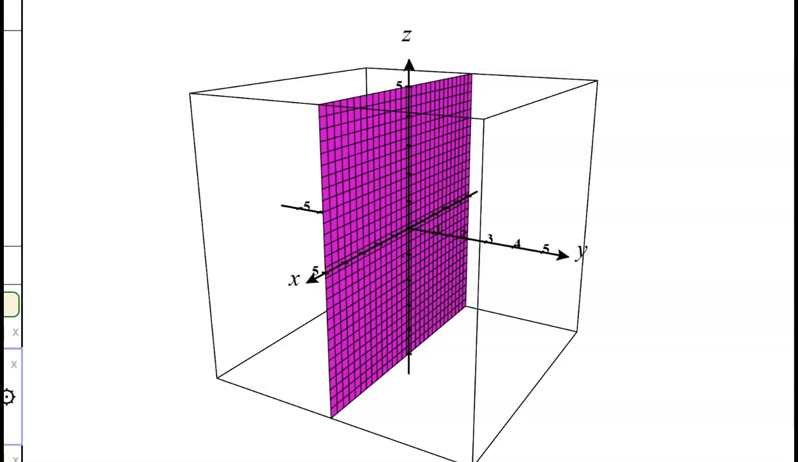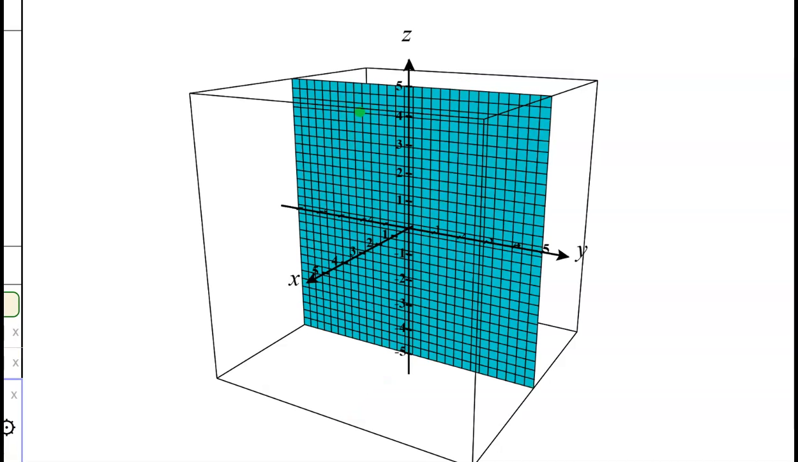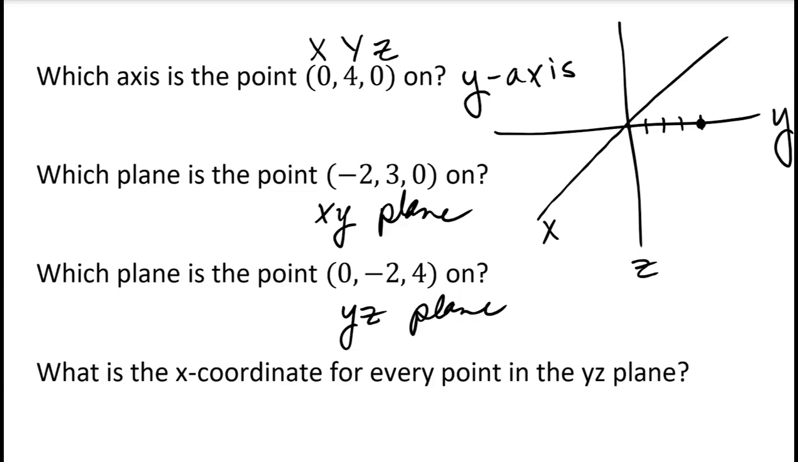Now that we're looking at the xz plane, we can see it's sitting behind the xz plane. And the yz plane, it's sitting in front of the yz plane. So when you're on the yz plane, you have an x equal to 0. Do you see the pattern now? That when you're on a plane, yz for example, it's missing the x coordinate. It has a 0 there.